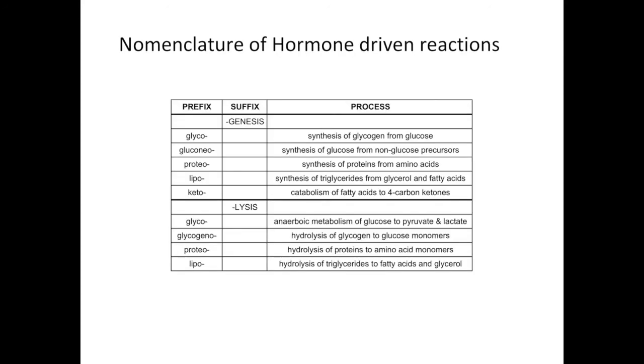You should be familiar with the nomenclature of metabolism. It will help you through these lectures, and there's essentially two groups. You have the creation of molecules, genesis, to create. So glycogenesis is the synthesis of glycogen. Gluconeogenesis is the formation of new glucose, and then you have proteogenesis, lipogenesis, and ketogenesis, and these are all creations of molecules involved in metabolism.